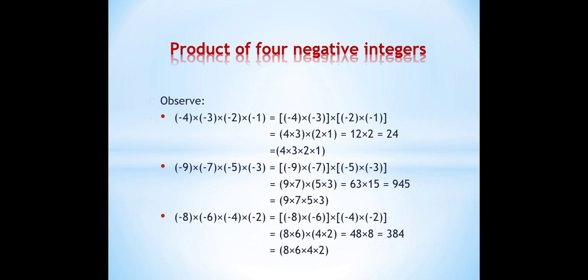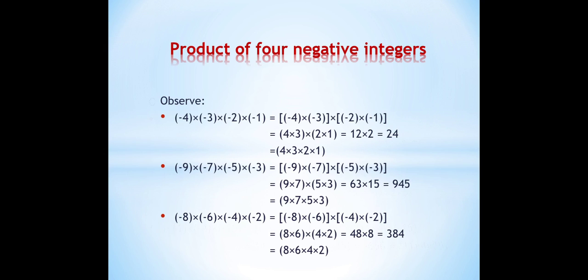Similarly, the next case, minus 9 into minus 7 into minus 5 into minus 3, if you see the calculation, after calculation we got that the result is 945, which is equal to 9 into 7 into 5 into 3. Followed by the last one, minus 8 into minus 6 into minus 4 into minus 2. After solving, we get the result 384, which is equal to 8 into 6 into 4 into 2. So we have seen that the product of 4 negative integers is simply the product of the whole numbers.